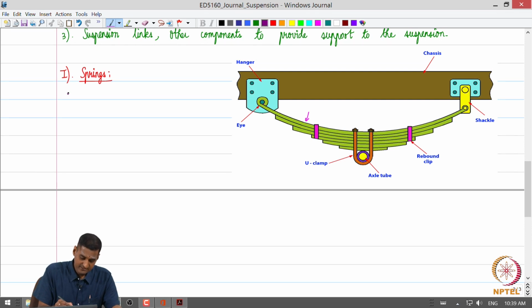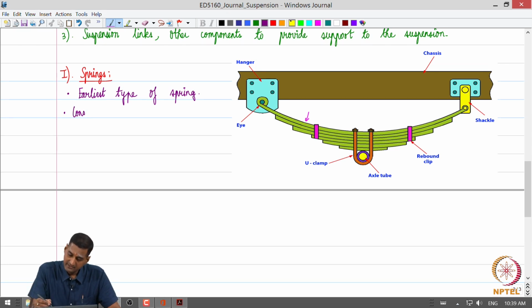So, it is very simple in construction, right, and very effective too. So, if we look at leaf spring, so these were one of the earliest types of springs that were used in road vehicles and still being used, right. So, it is constituted, of course, I should say here we are looking at the first category, right, which is a leaf spring, right.